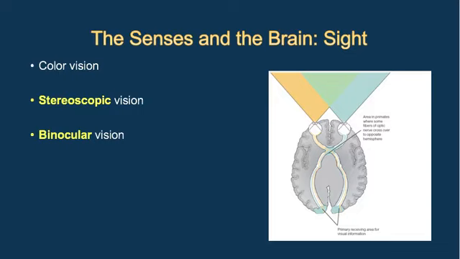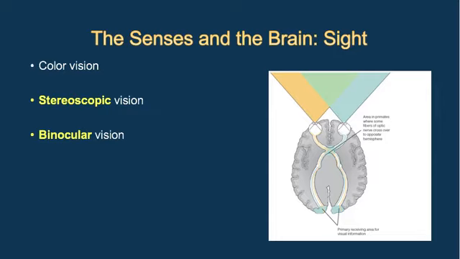In terms of our senses and brain, we have a much higher degree of reliance on sight than other animals do. Other mammals especially tend to be much more dependent upon their sense of smell. They have a better sense of smell than primates, but we have a better sense of vision. So, things about primate vision that make it unique: we have color vision. Most primates have some degree of color vision. We also have stereoscopic vision and binocular vision.